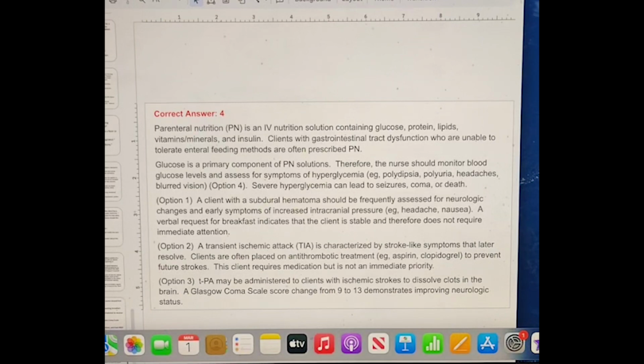Those signs and symptoms are polyuria, polydipsia, polyphagia, headaches, blurred vision, right? Severe hyperglycemia can lead to seizures, coma, and death.